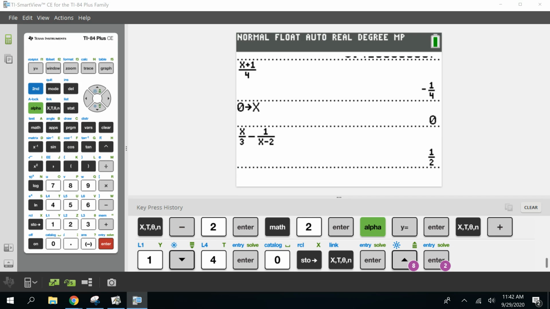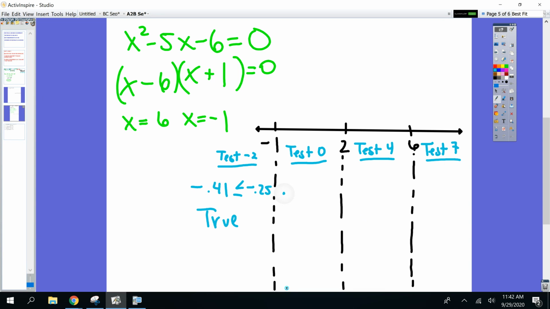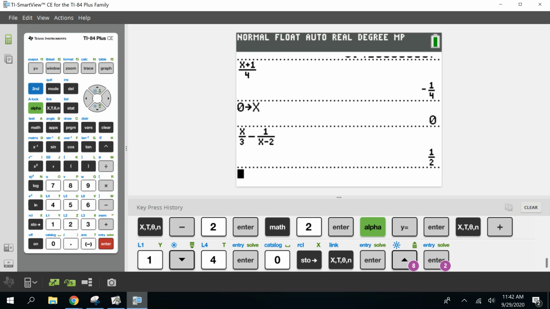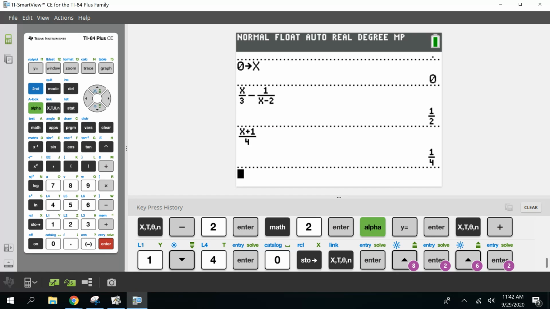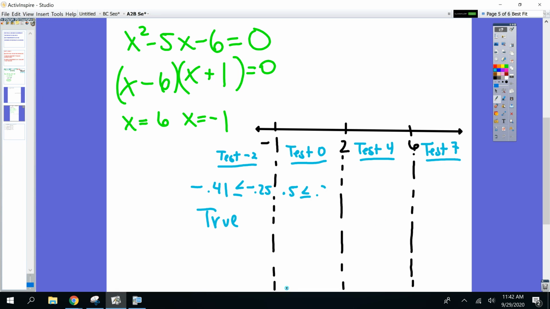So 0.5. Is 0.5 less than or equal to, everybody now? I can just go up to highlight x plus 1 over 4, press enter. And then that's 1/4, which is 0.25. What do we think about 0? Did 0 work? Is 0.5 less than or equal to 0.25? Nope.